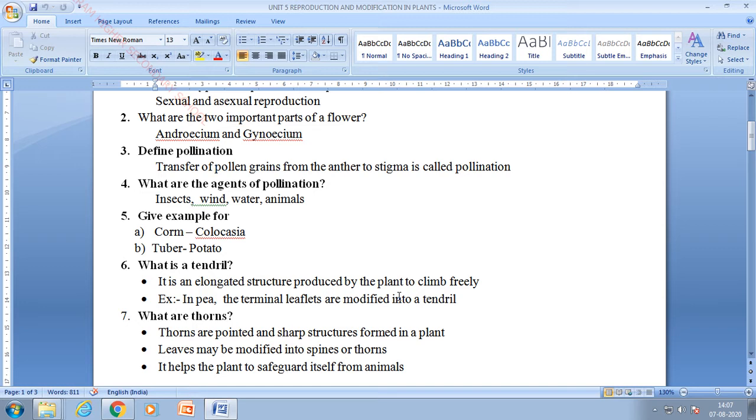In simple language, tendril is nothing but, like you can see in the part, a stalk coming from a leaf and coiled, that is a tendril. Tendril is mainly meant for support of the plant. So it is an elongated structure produced by the plant to climb freely. Example, in pea, the terminal leaflets are modified into a tendril.